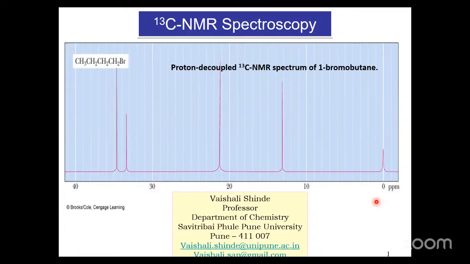Now here on the screen, you are observing the C13 NMR of 1-bromobutane. The structure has been drawn over here, and bromobutane contains 4 carbon atoms, so you are observing 4 signals in the C13 NMR. So in short, the C13 NMR gives you the skeleton of any organic molecule. Okay, with this introduction, let us move to the next slide.